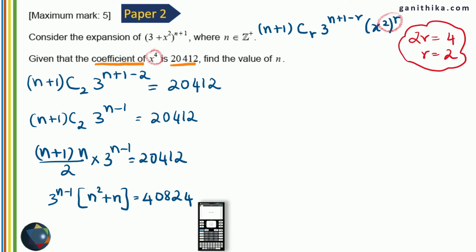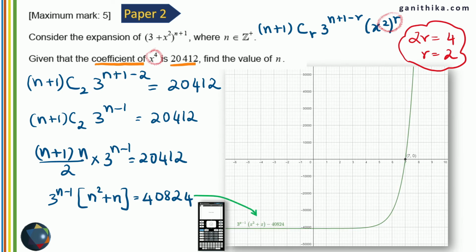You can use either the graph or the equation solver. I would prefer to use the graph, because in the equation solver you will be asked to guess the range of values of the solution, which is going to be very difficult to guess. Therefore, I would prefer to use the graph. You have to graph this equation. I would take the 40,824 to the left hand side and make it equal to 0 so that I can find the intercept here, which is easy to find. Instead of using both sides as two different functions and finding the intercepts, it's easy to make it one equation and find the x-intercept.